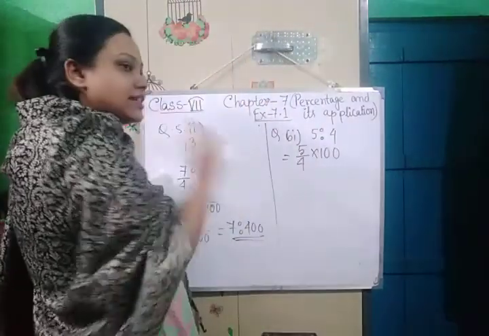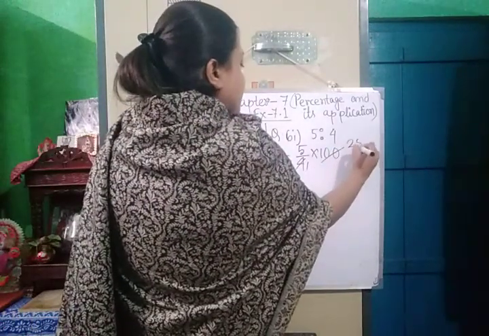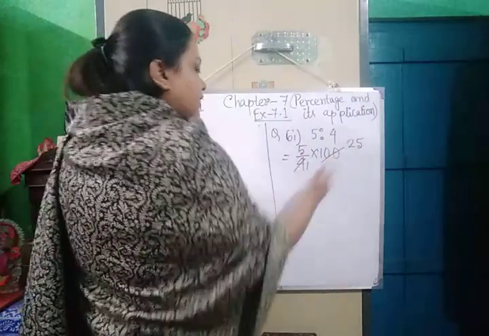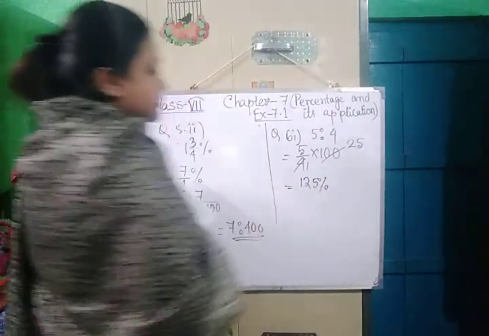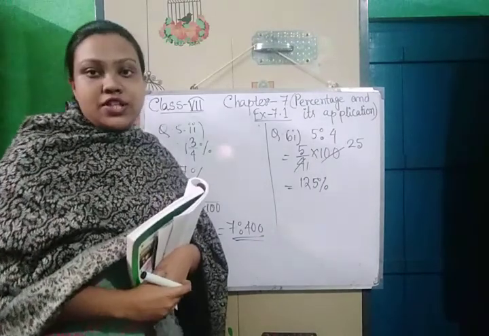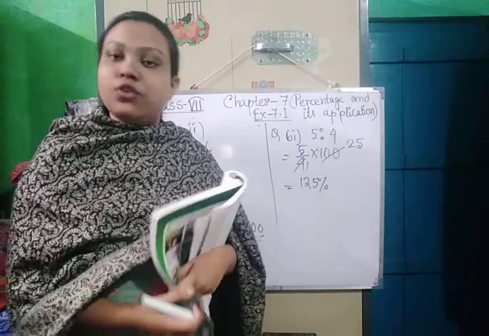Now we will do the cancellation. 4 ones are 4. 4 25s are 100. Now multiply 5 by 25. So 125 percent. So the required percentage from the ratio 5:4 is 125%. Okay, hope this is clear.